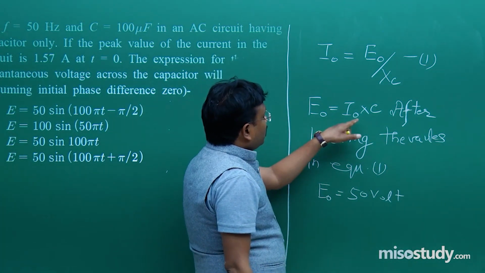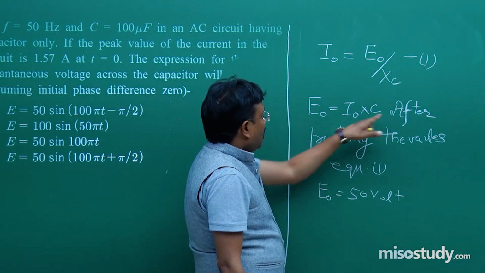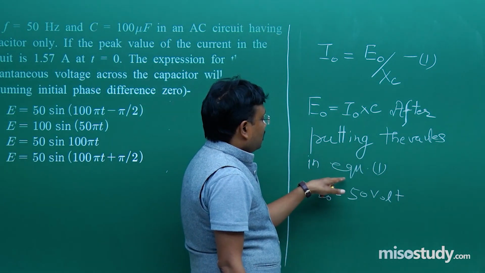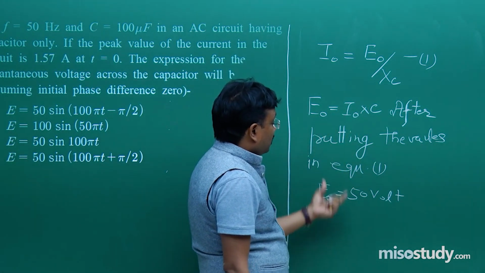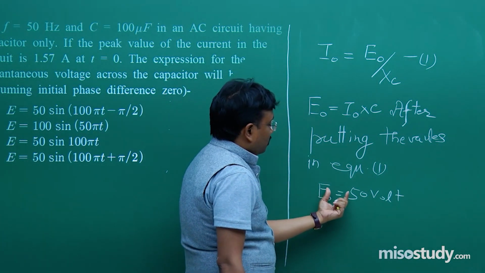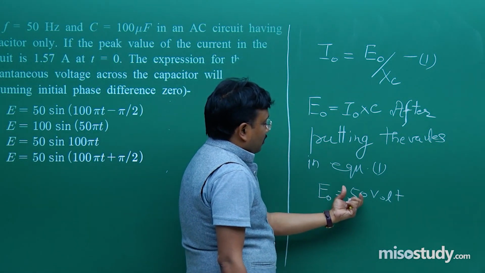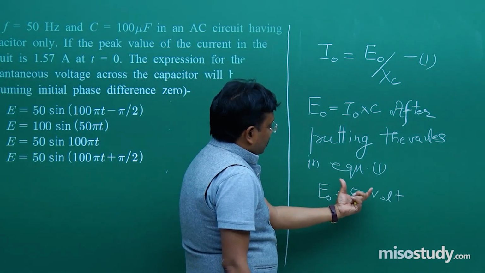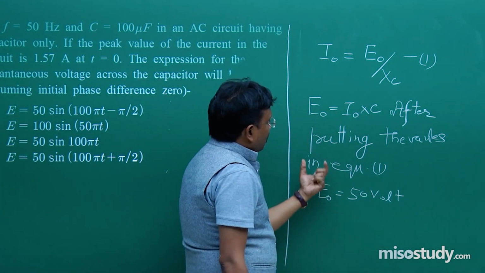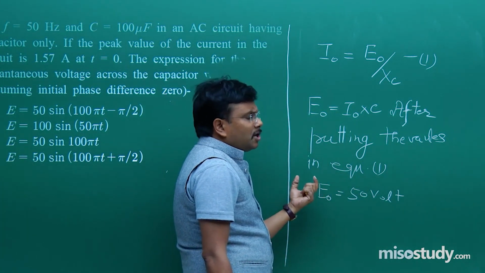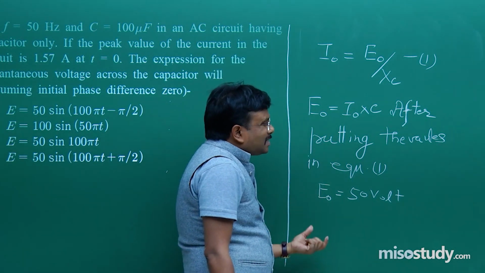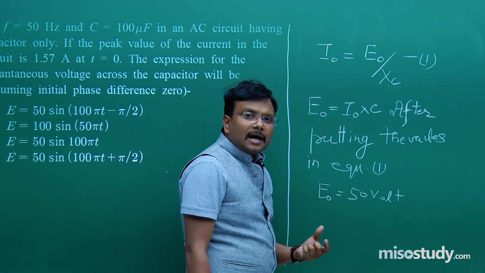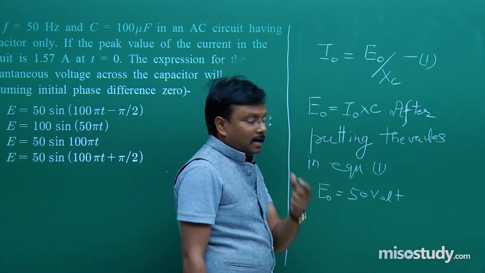Okay, so E is equal to E naught into C, basic formula. After putting the values of these terms in equation 1, you will get E naught is equal to 50 volt, which is the value of this EMF. Fine. So this way you can say this question is not a difficult one, a basic question, and it just required your fundamental understanding. Fine.